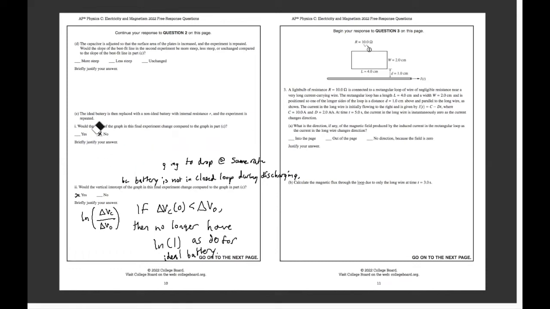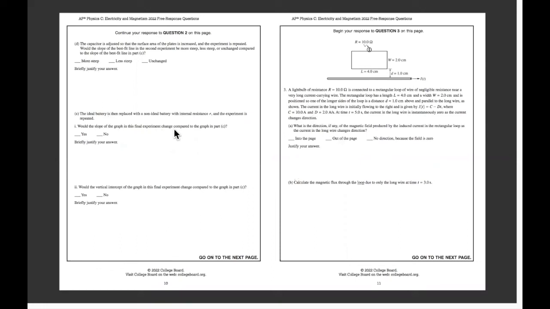So regarding question number 3, we now have a light bulb connected to a rectangular loop and a very long current carrying wire. And this is very clearly going to be something based on electromagnetism because you have a varying current here. So the first thing we have is, what is the direction, if any, of the magnetic field produced by the induced current as the current in the long wire changes direction?